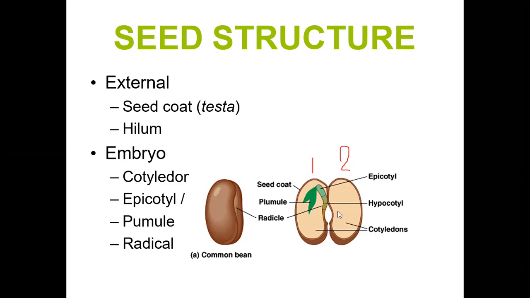Okay, these are internal structures. Mainly cotyledons, plumule, and radical. These are a few internal structures of the seed.